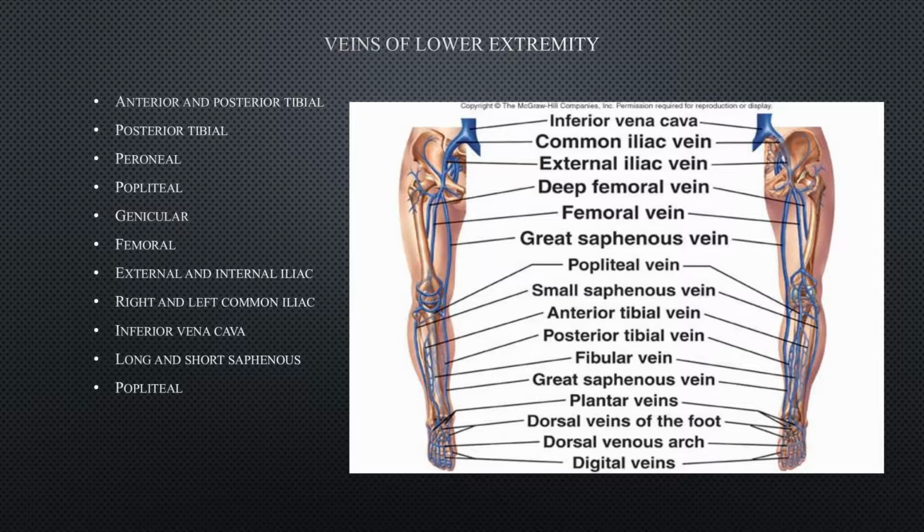The superficial veins of the lower extremity are the two saphenous veins. The short saphenous vein begins on the lateral side of the foot and empties into the popliteal vein.